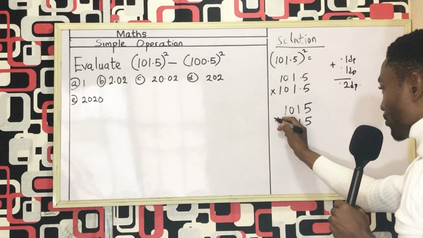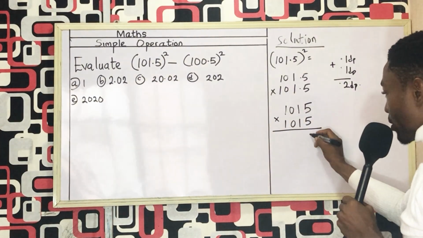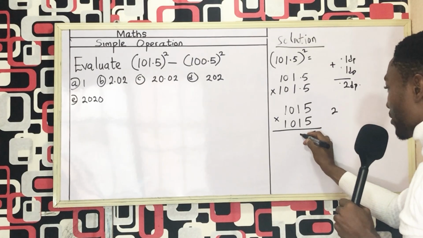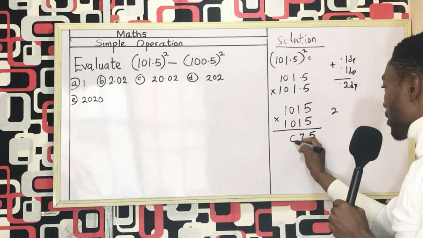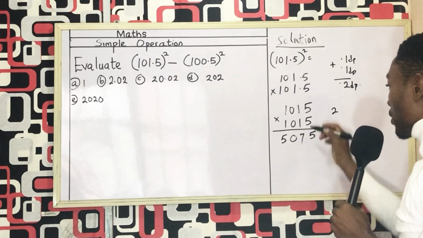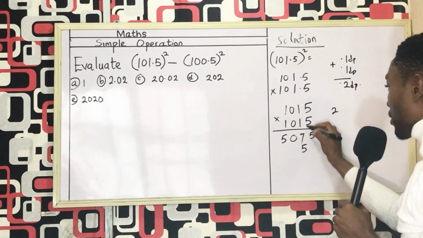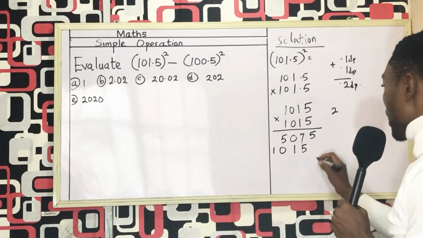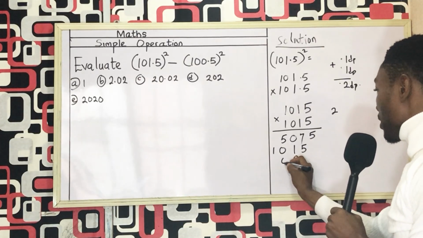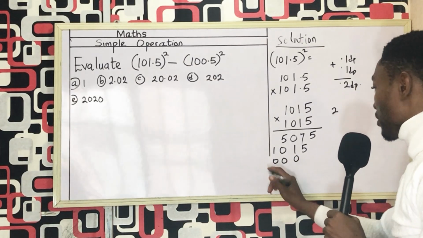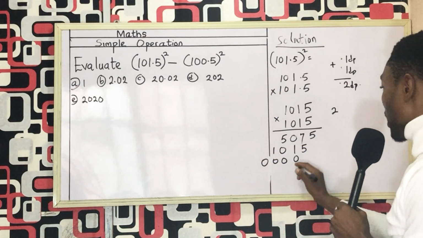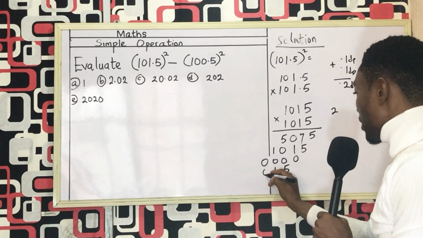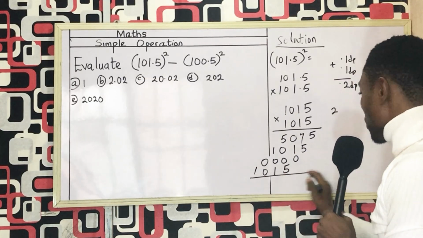So let's multiply out. 5 times 5 is 25. Carry 2. 5 times 1 is 5 plus 2, that's 7. So 5 times 0 is 0. 5 times 1 is 5. 1 times 5 is 5. 1 times 1 is 1. 1 times 0 is 0. 1 times 1 is 1. Then 0, 0, 0, 0. Clean this one. So 0. Now for the last one, we have 5, 1, 0, and 1. Then we sum it all.